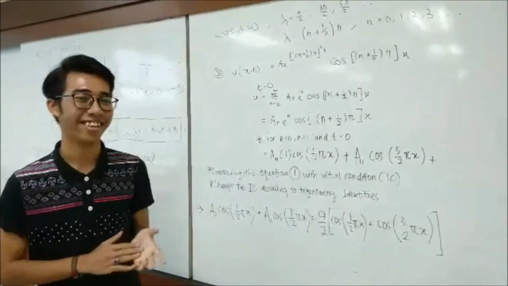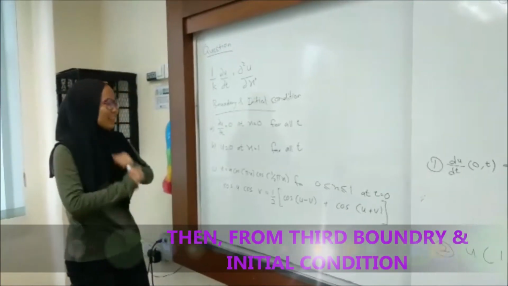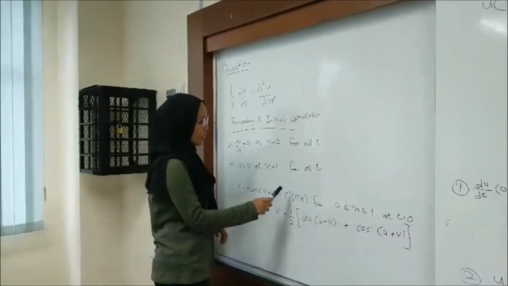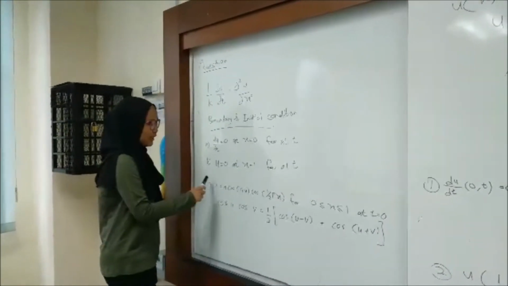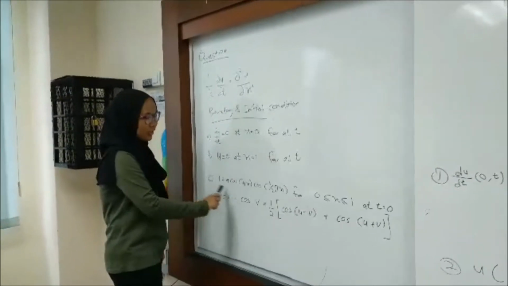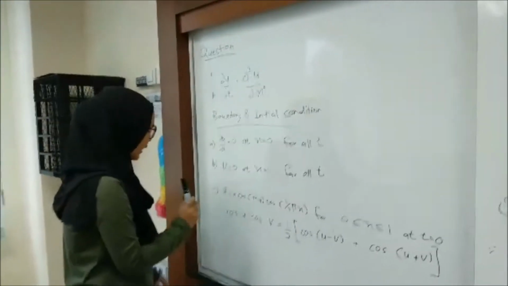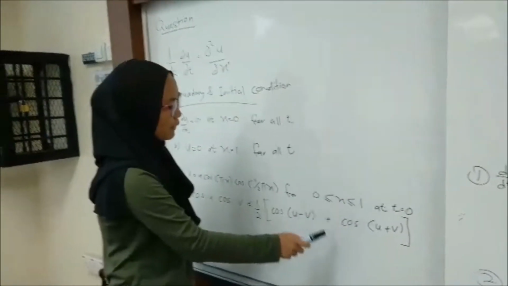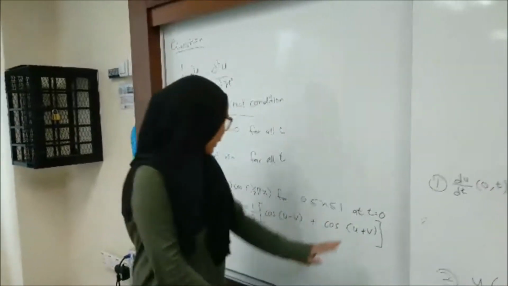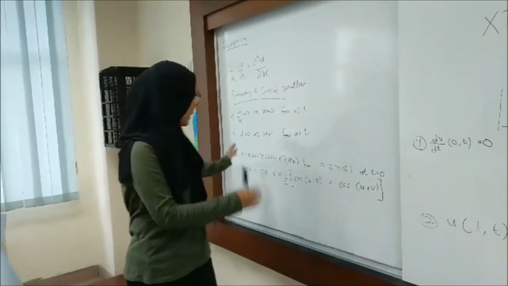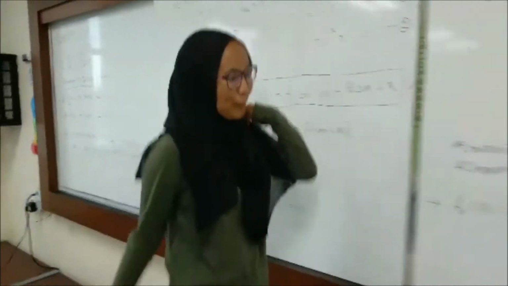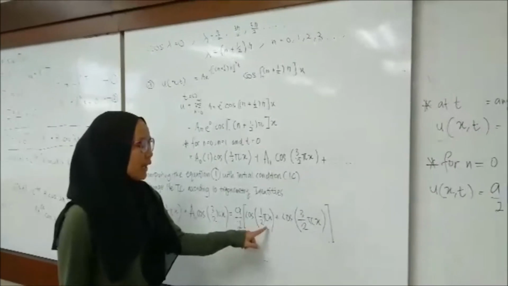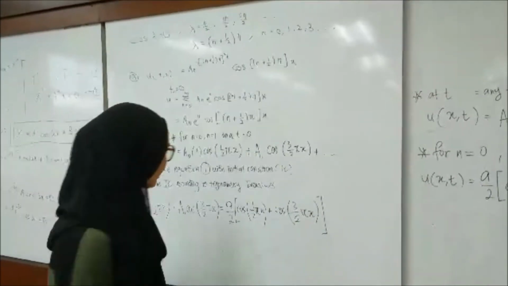Now I will continue with the initial condition for u equal to A cos pi x cos 1 over 2 pi x. So first we need to expand this using the trigonometric identity: cos u cos v equals 1 over 2 (cos(u minus v) plus cos(u plus v)). So after we expand this, we will get a over 2 (cos 1 over 2 pi x plus cos 3 over 2 pi x).